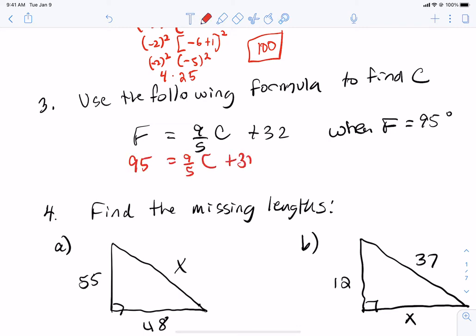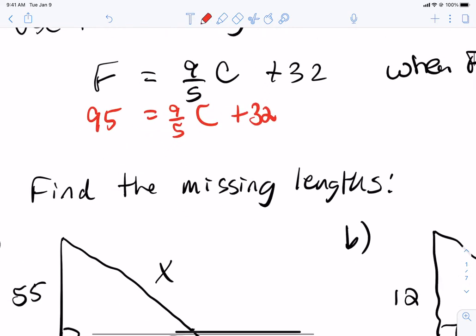And we just have to remember now it becomes just an equation that needs solved. Okay? So what do you think the first step we could do to get to the point where we're going to solve it? Yeah, get rid of that 32, right? Subtract 32 from both sides. So just to save room, 95 minus 32 is 63.